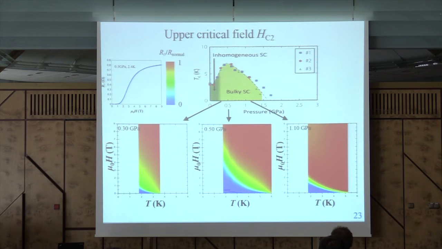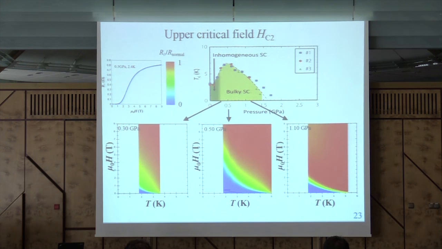Okay, finally, the upper critical field. We measure the upper critical field at several pressures like this. And this is the resistivity curve as a function of magnetic field at a particular pressure, 0.5 gigapascal, and superconductivity is destroyed. In this case, the magnetic field is perpendicular to the layers, so a vortex liquid state appears here, so no sharp transition. It's a usual behavior.